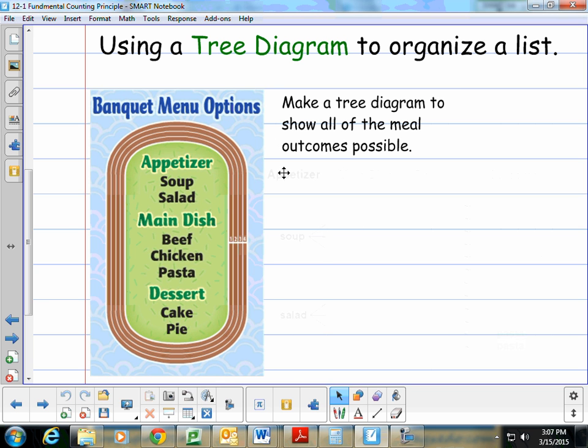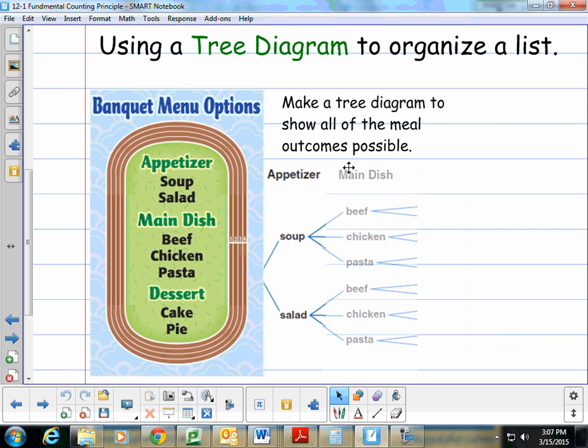So what you do is you start with your first thing. You can make a category for, okay, I could either choose soup or I could choose salad. Those are my first two choices. Then you branch off from there. So if I got soup, I could get beef, chicken, or pasta. If I get salad, I could also get beef, chicken, or pasta. So each first choice lends you to another 3 choices. So we're at 6 different combinations right now.